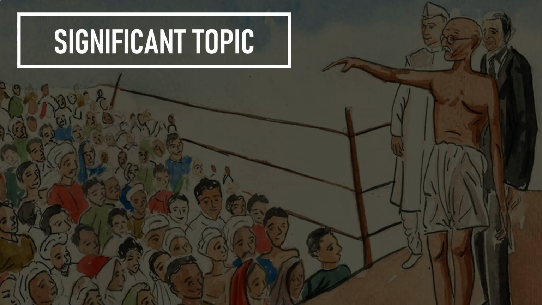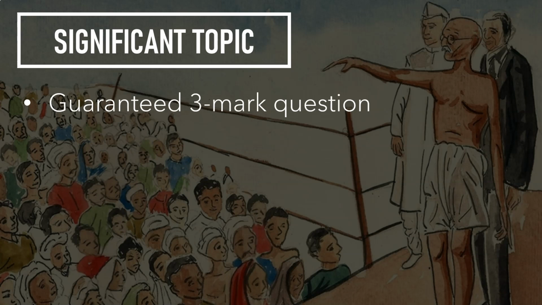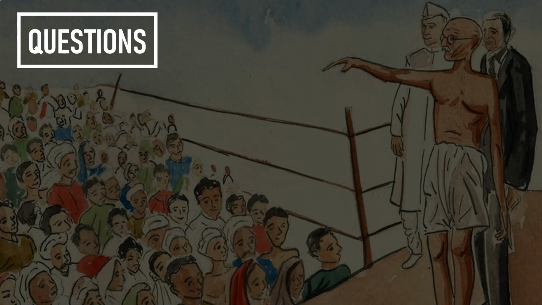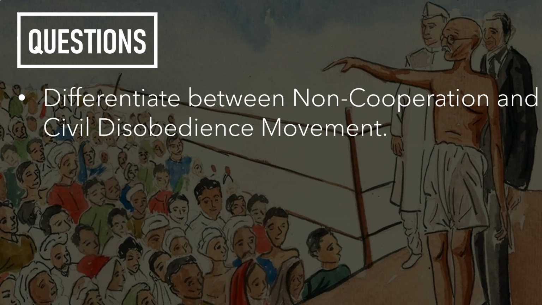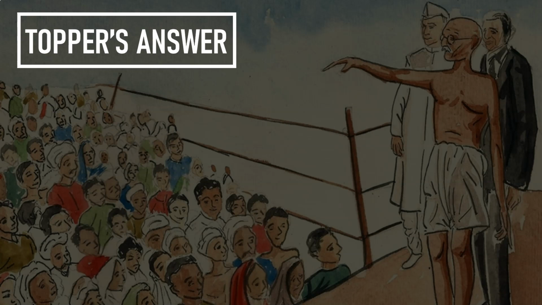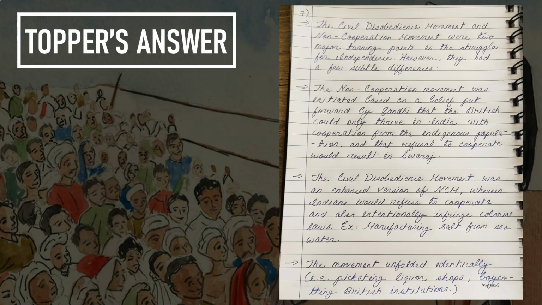And this is a very significant topic, and there's a guaranteed 3-mark or 2-mark question in the board exam based on this. So the question could be framed as: differentiate between civil disobedience and non-cooperation. How can you approach this question? Let's look at a topper's answer.